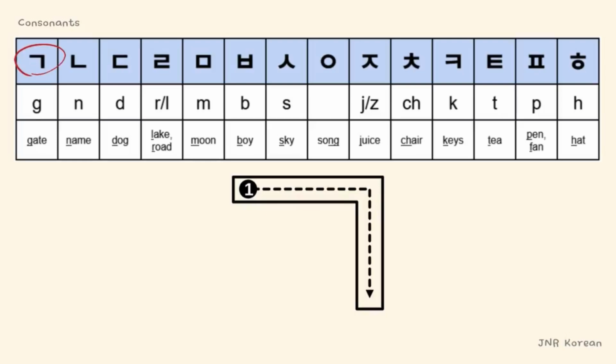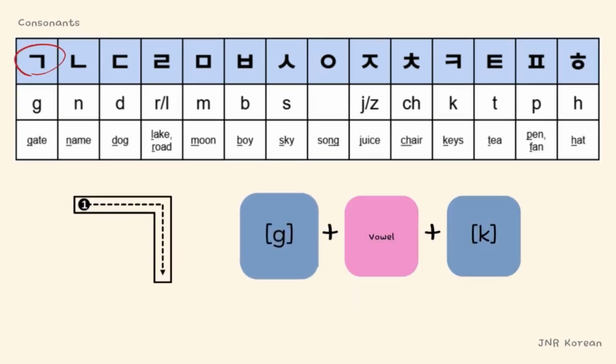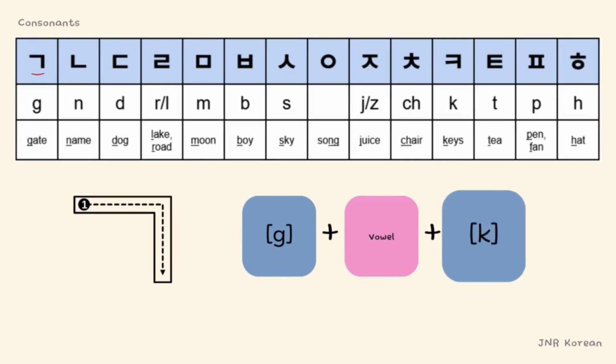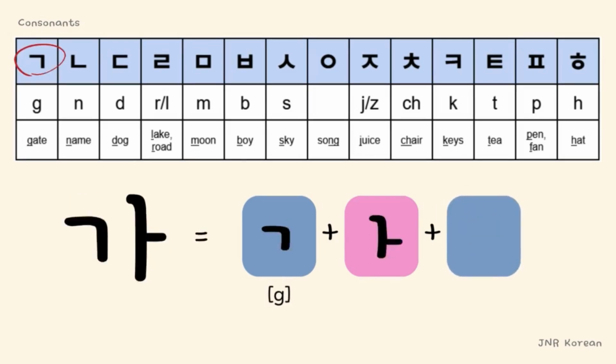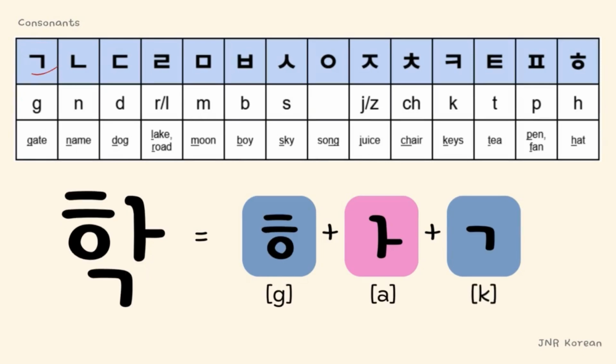The first consonant is 기역. Like the picture, you must draw 기역 bent at 90 degrees at one touch. This is pronounced as g when it is the initial consonant of a letter, and as k when it is the final consonant. For example, the consonant 기역 in the letter ka is pronounced as g. But the consonant 기역 used as a final consonant in the letter hak is pronounced as k, not g.